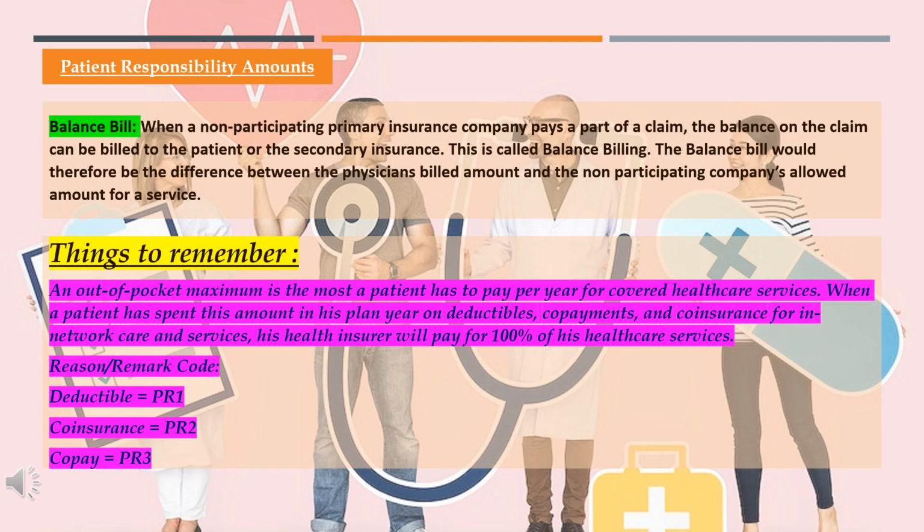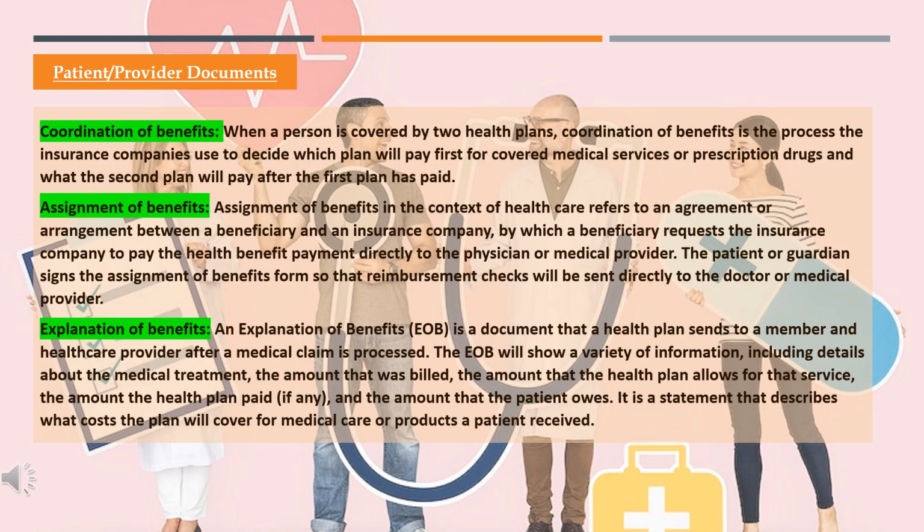PR2 is the reason code used to mention the coinsurance amount on insurance EOB. PR3 is the reason code used to mention the copay amount on insurance EOB. Our next topic is patient-provider documents.